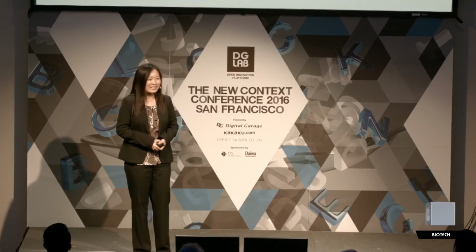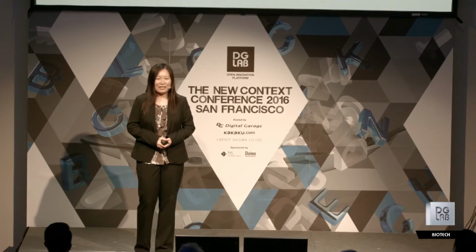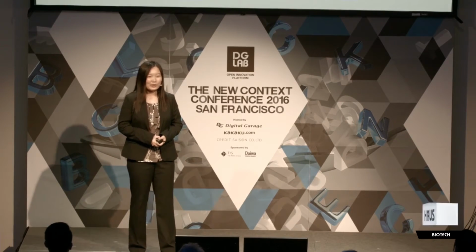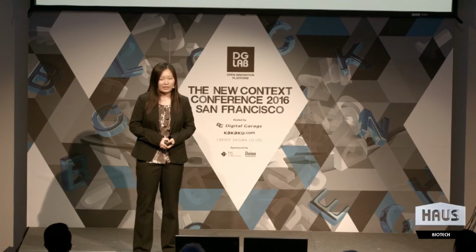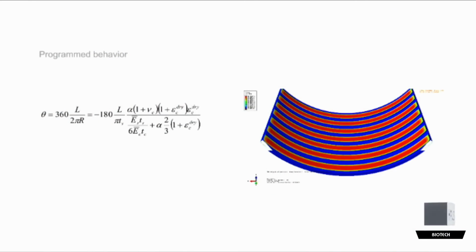Because I'm from MIT, we like math. Beyond the artistic part, we also did very in-depth research on how this garment transforms. So this is a mathematical equation describing the process and the simulation to see how much force it generates when it's bent.